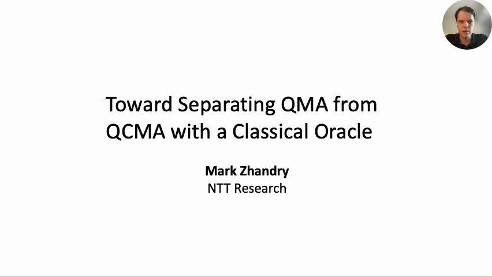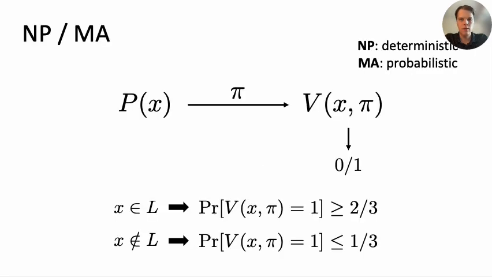Today I'll be talking about some new progress on separating the complexity classes QMA from QCMA with the classical oracle. Let's first recall the classical complexity classes NP and the closely related class MA.